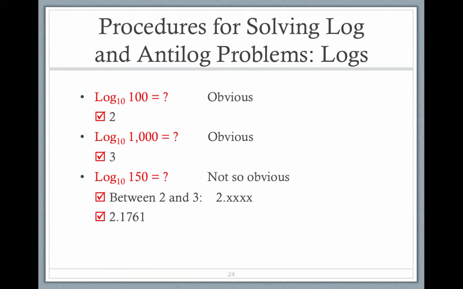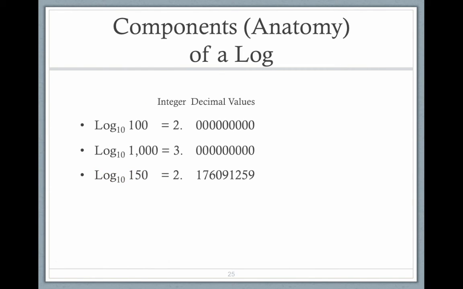The first two answers are obvious. The second one, log to what exponent equals 150. We know we have an integer between 2 and 3. The integer is 2. Then there's a string of decimal points. So with these complicated logs, you're going to have an integer and then a string of decimal values.